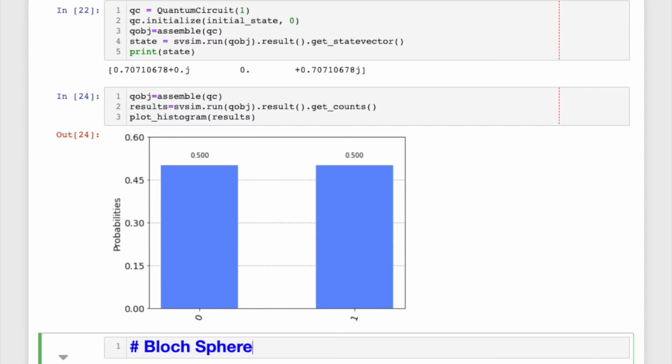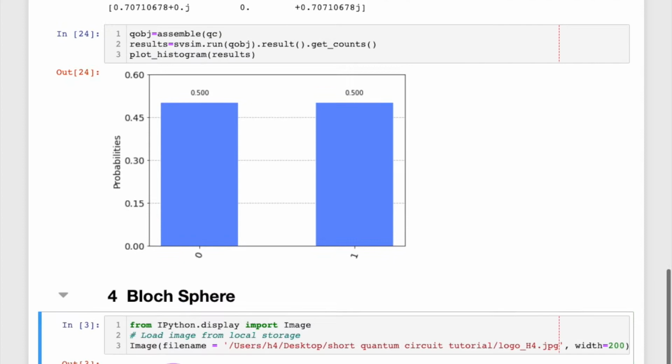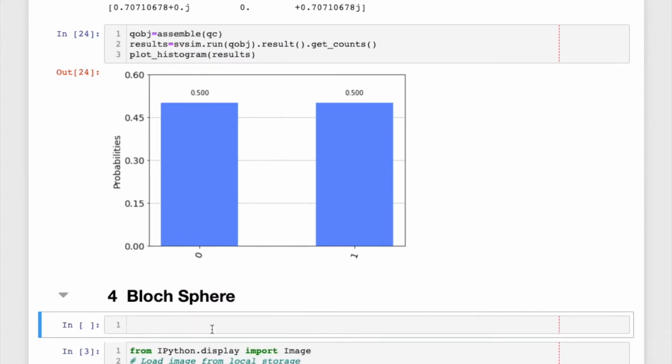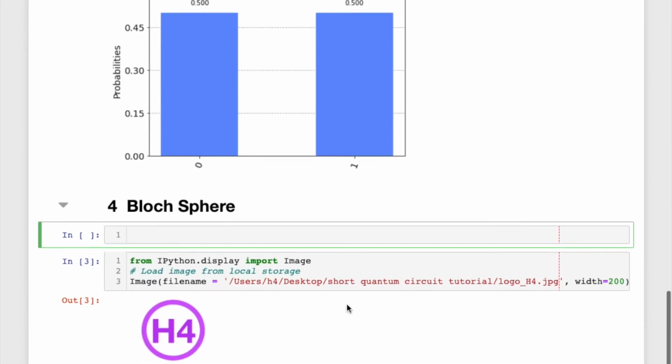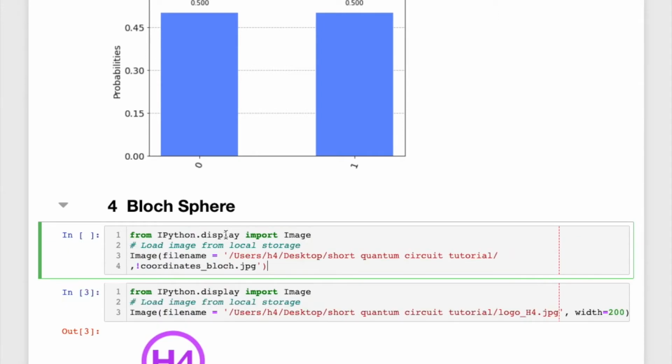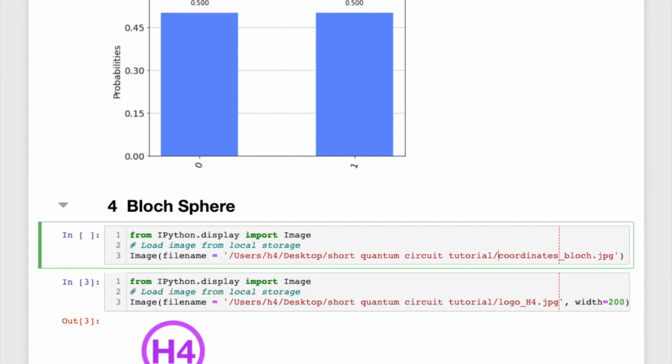Now we get some intuition onto the graphic representation, or how qubits are graphically represented. This is made with a Bloch sphere. I have here a little image so that you get the, yes? Yeah, no problem.